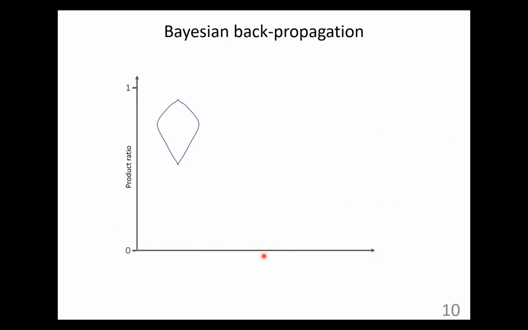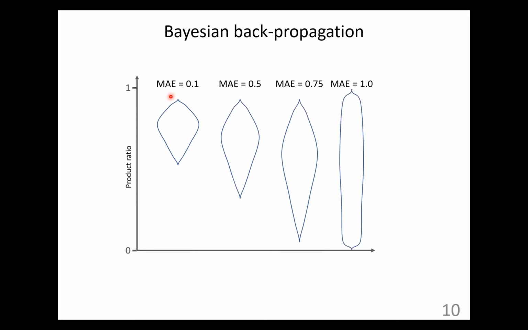And here comes the second approach we have developed, Bayesian backpropagation. What is it about? We simply use the same approach as before, the Monte Carlo sampling, but we vary mean absolute errors. So, for example, we have here 5 transition states. We sample them with a mean absolute error of 0.1 kilocalories per mole, then with 0.5 kilocalories per mole, and so on, and obtain different distributions, which are shown with violin plots.